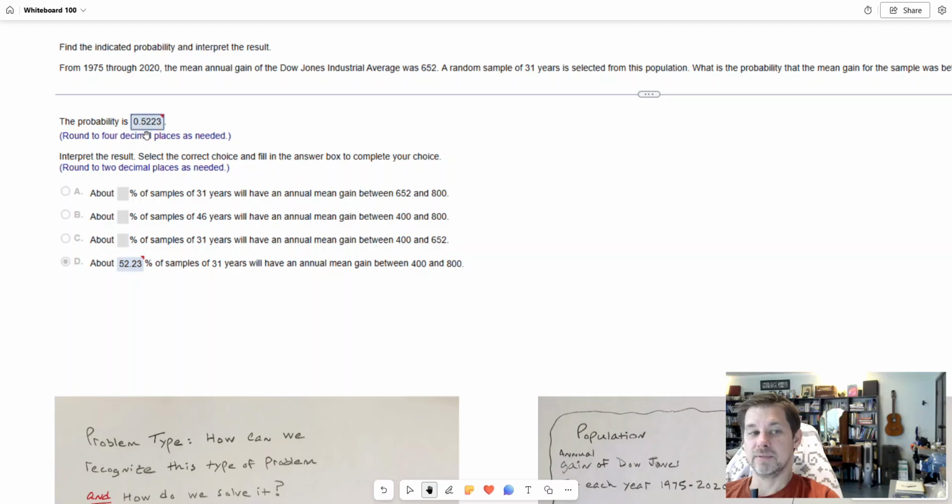So there's your probability. And then what does this mean? I'd say, well, the probability is 0.52, so that means there's a 52.23 if you convert that to a percentage. Percent of the samples of size 31 years will be somewhere between 400 and 800. All right, so that's how we do it.